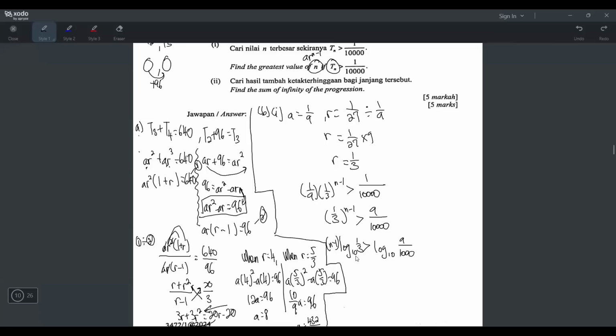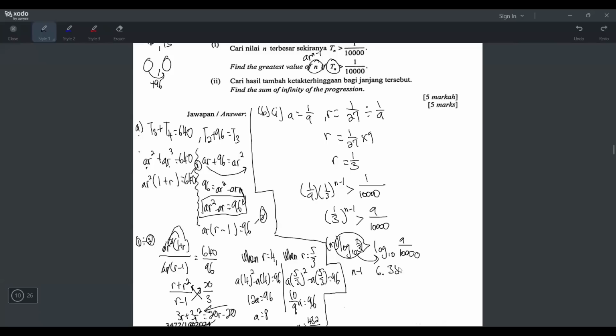After you get here, now you can find n minus 1. So you move this whole thing to the other side, and then press log base 10, 9 over 10,000. I forgot a 0 here. So 9 over 10,000, and then divide by log base 10, 1 over 3. Wait for me, I press the calculator. My calculator gives me an ugly answer with many decimal places, so you can write 4 significant figures, 6.3836, so 6.384.